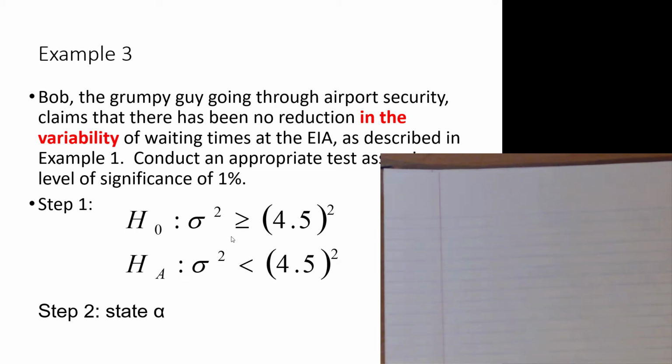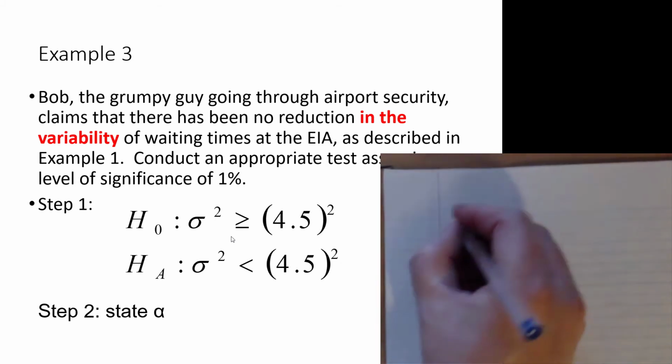Just pretend you don't see step 1 there. So Bob, the grumpy guy, going through airport security. Like everybody going through airport security is always so happy, right? Claims. Claims is an important word to us. Claims suggests that what we're about to read is H0. Standards, claims, those kinds of words suggest that this is sort of the status quo, and that H0 is coming up. But there's been no reduction in the variability of wait times at Edmonton International Airport as described in example 1. Conduct an appropriate test assuming a level of significance of 1%.